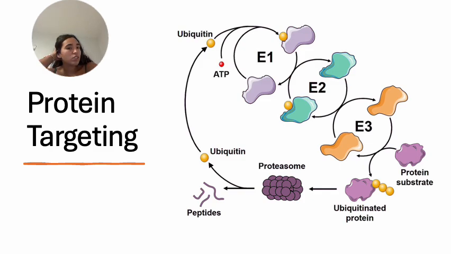We have E2, which is the ubiquitin-conjugating enzyme, and it carries the active ubiquitin and delivers it to the next step. And then we have E3, which is ubiquitin ligase. This is the key decision maker. It recognizes the target protein and attaches the ubiquitin to it, determining which protein gets degraded. So you can think of E1 as the energy source, E2 as the carrier, and E3 as the quality control, which decides exactly which proteins are marked for destruction.